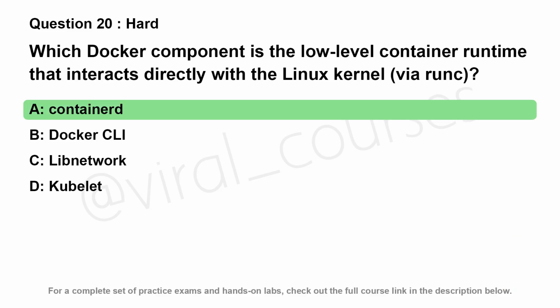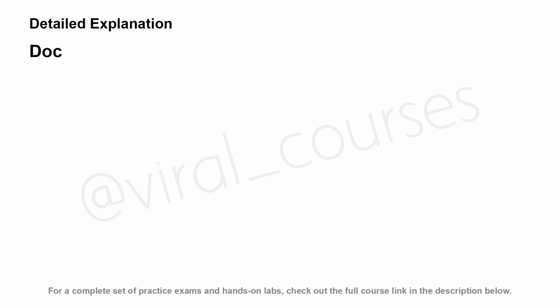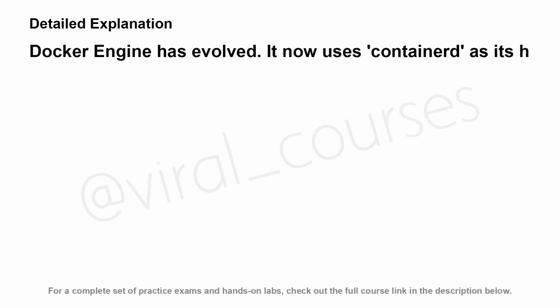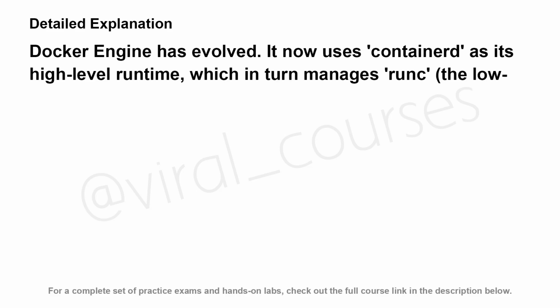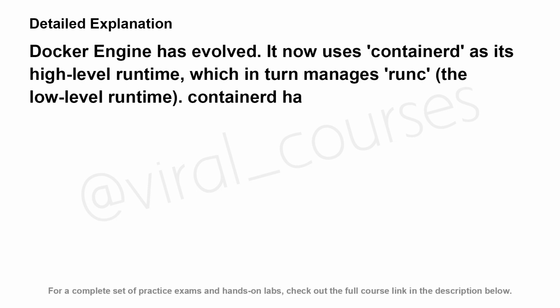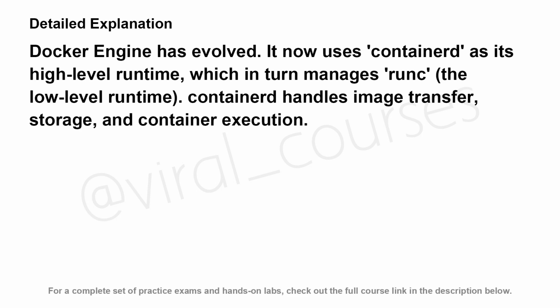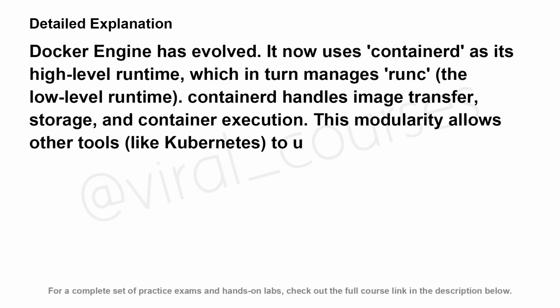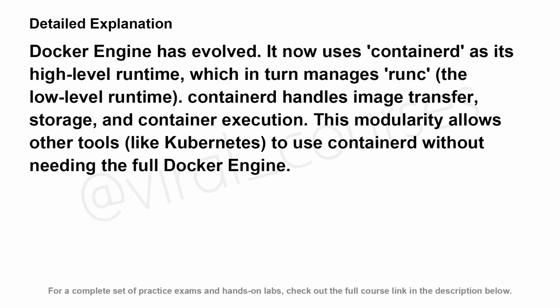The correct answer is A. Docker Engine has evolved. It now uses containerd as its high-level runtime, which in turn manages runc, the low-level runtime. containerd handles image transfer, storage, and container execution. This modularity allows other tools, like Kubernetes, to use containerd without needing the full Docker engine.